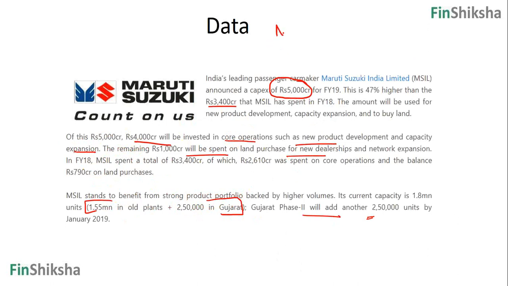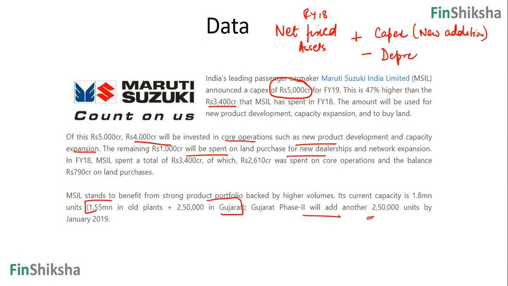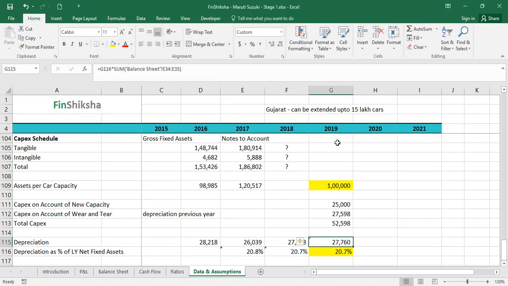Now think about it. You have net fixed assets for last year, right? For FY18. To this, you can add the capex. That's the new capacity, new addition to assets, right? And from this, you have to subtract the depreciation that year. And if you can do this, what you will find will be the net fixed assets for FY19. Correct? That's what we're looking at. So let's go to the Excel file.